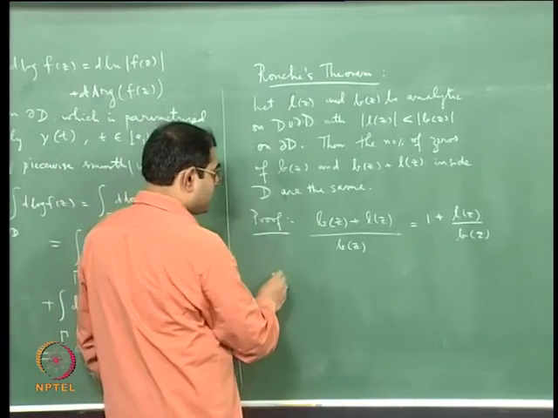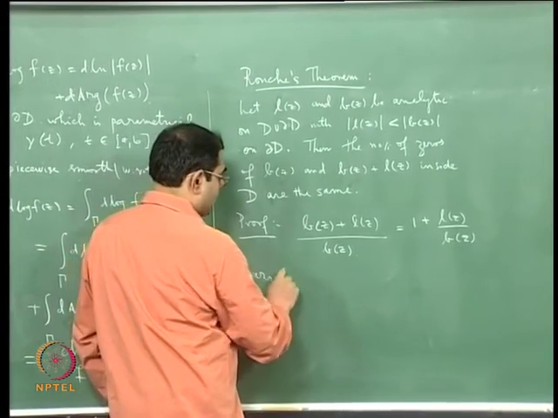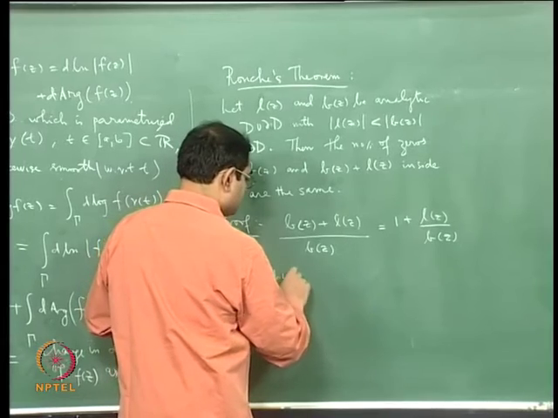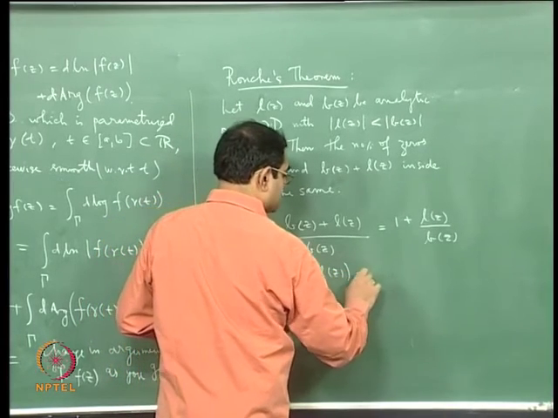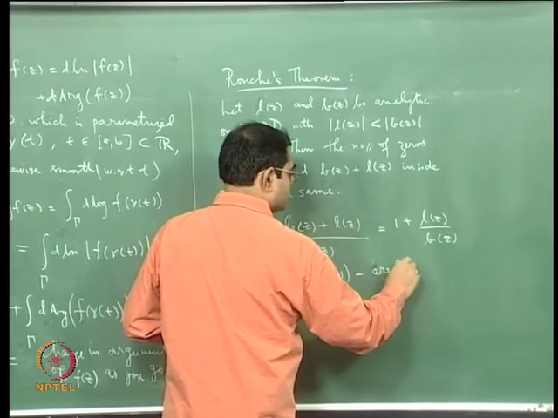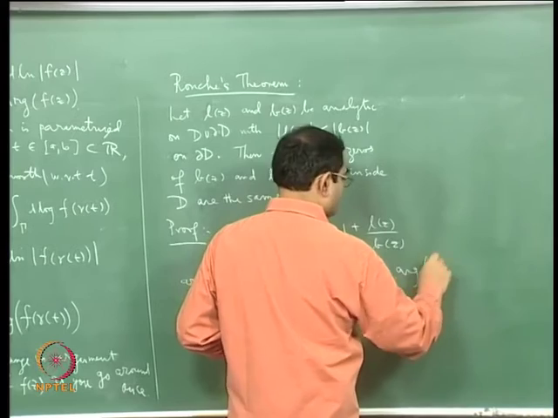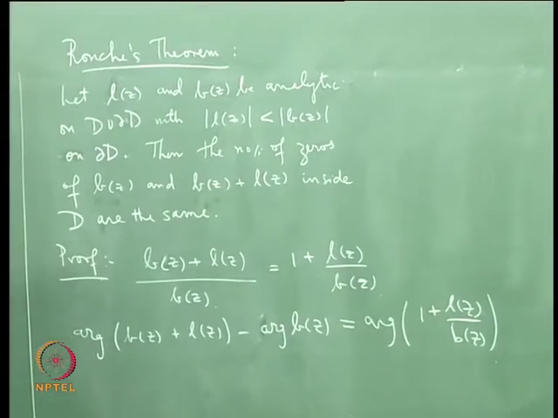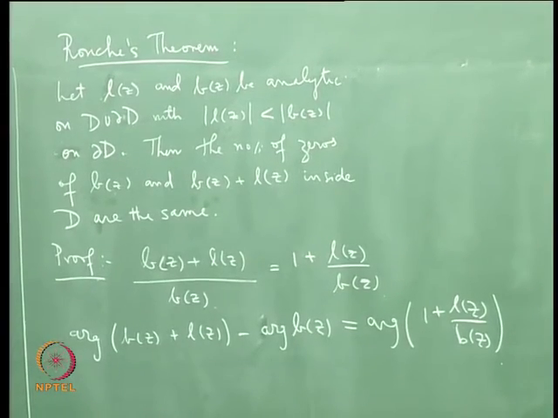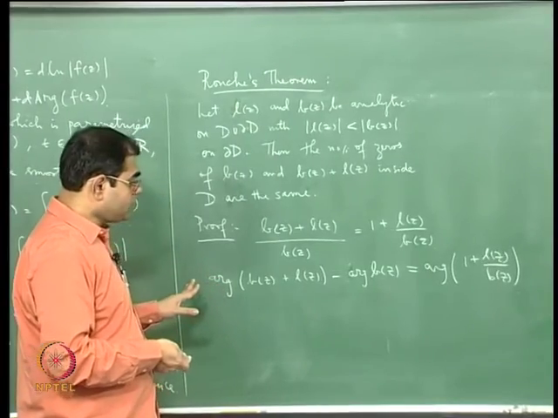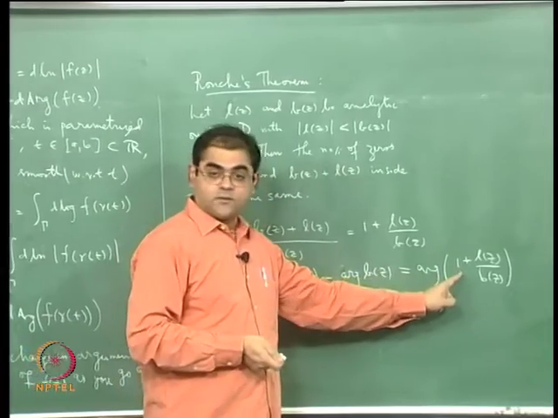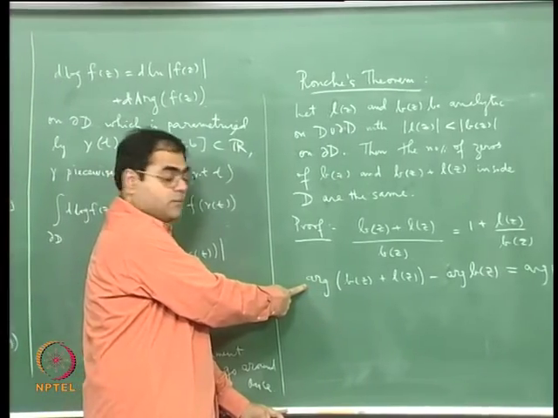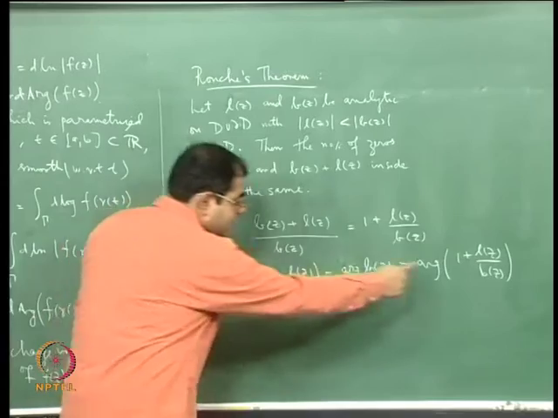Now the argument of a quotient is the difference of the arguments. So you will get argument of B of z plus L of z minus argument of B of z is argument of 1 plus L of z by B of z. Okay, this is what you will get, and therefore I want you to look at this quantity here. This equation will tell you that the change in the argument of B of z plus L of z minus the change in the argument of B of z is equal to the change in the argument of this quantity.